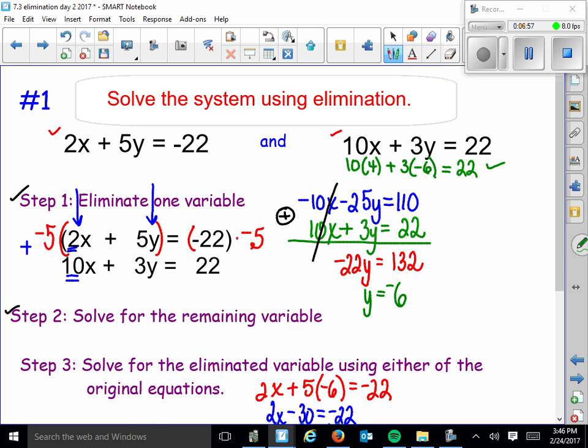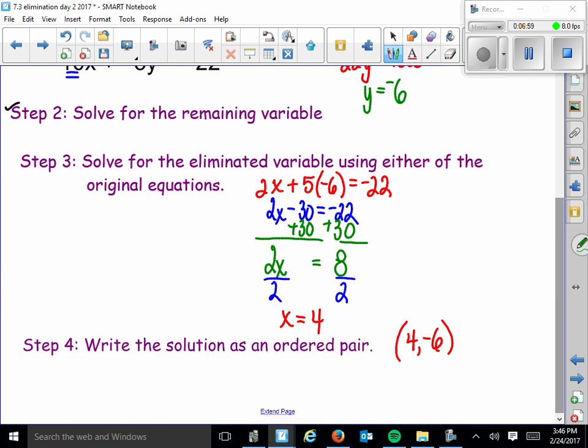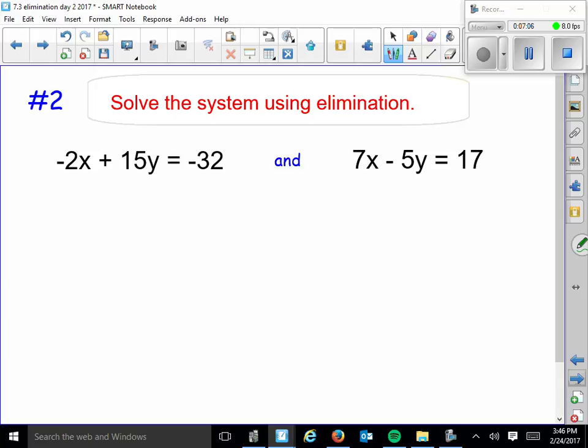It doesn't take very long to check your solution, but once you check your solution, you can feel very confident that you did the work correctly. Let's take a look at a second example.